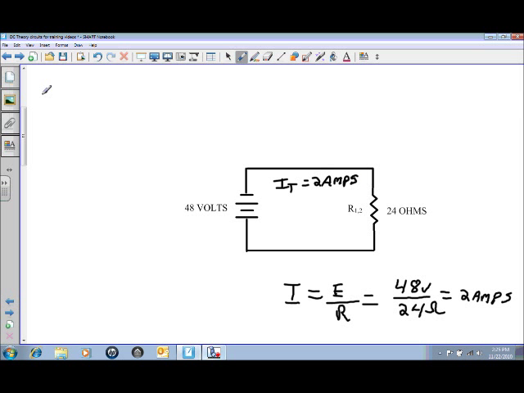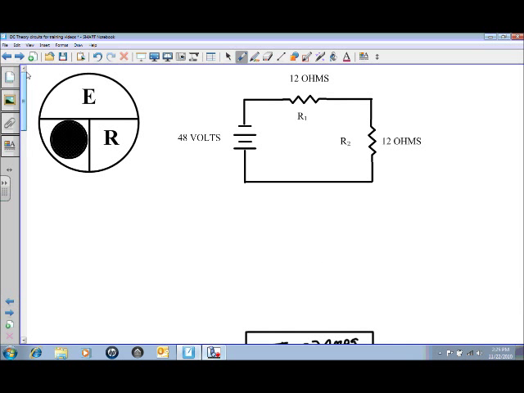So if we go back up to our original circuit where we have R1 and R2, R1 being 12 ohms, R2 being 12 ohms, the current flow is the same at both of those points. You have 2 amps of current flow here, and you also have 2 amps of current flow in R2.